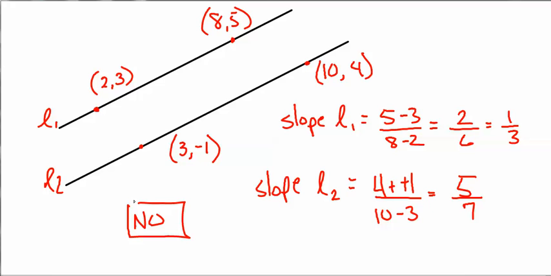So, if you get a picture of two lines and you're asked if they're parallel, find the slope of each line and compare them. Alright? If the slopes are the same, they're parallel. If the slopes are different, then they're not parallel. Clear?